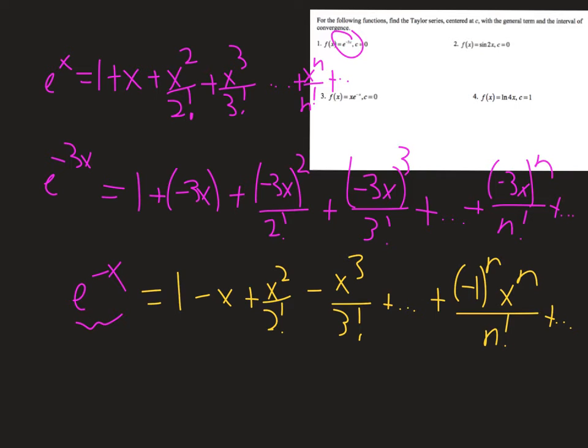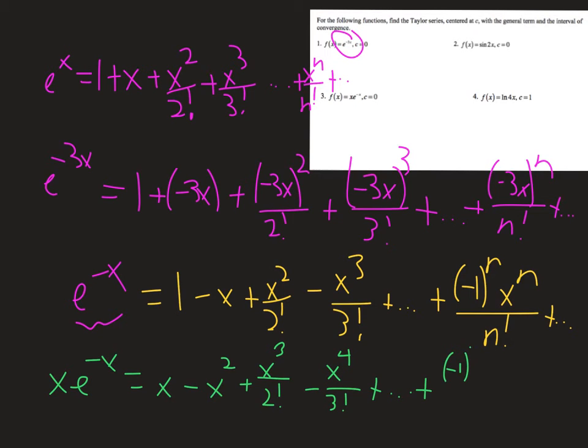And then if I want the x version of that, x e to the negative x is x minus x squared plus x cubed minus x to the 4th, plus negative 1 to the n, x to the n times x, which is x to the n times x to the 1, and therefore I add the exponents, and then we keep going.